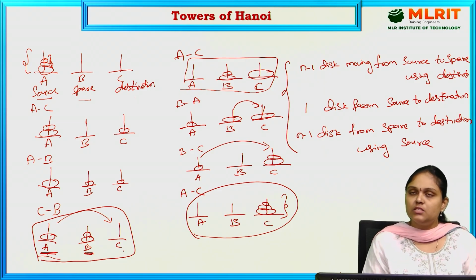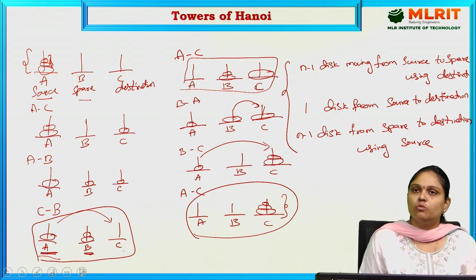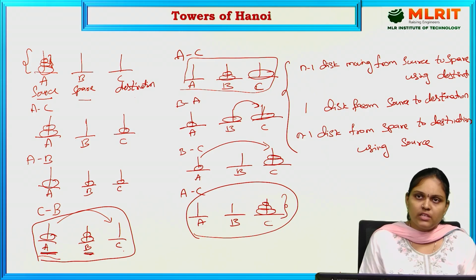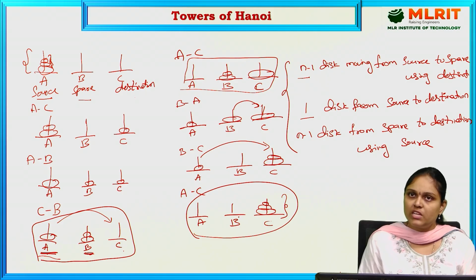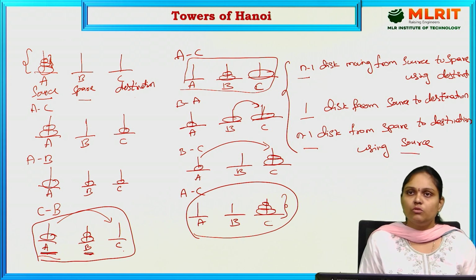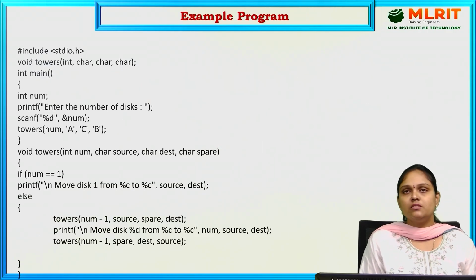So by using these 3 steps, whatever n value you have, whether n is 3, 4, 5, 6, 7 and so on, the n-1 disks we are moving from source to spare, and 1 disk we are moving from source to destination, and the n-1 disks that we have on the spare, we are moving from spare to destination using source. So there are 3 things you need to remember while writing the logic for this Towers of Hanoi problem statement. So this is the program.